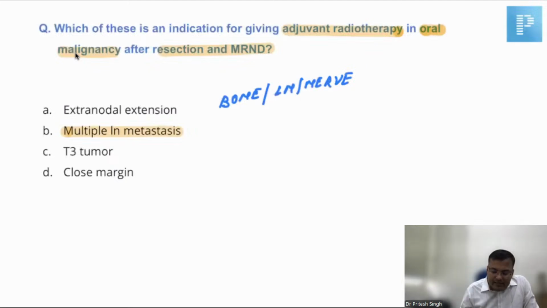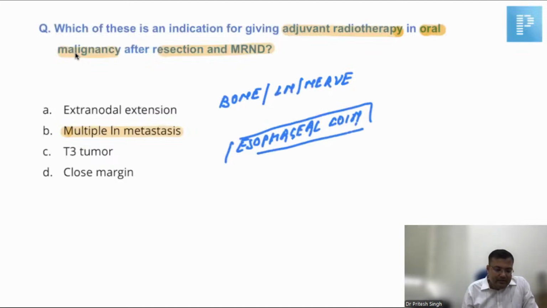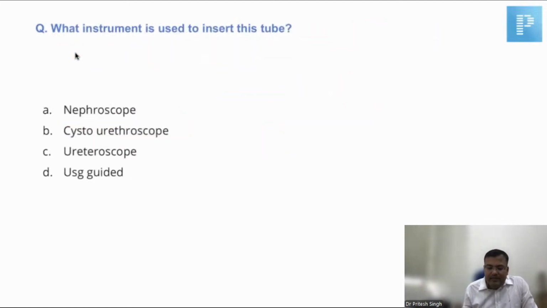Okay, one question was related to esophageal coin, on chest X-ray. Yes, a coin in the esophagus. Very good. So most probably here it is multiple lymph node metastasis. See, both of these are correct. If it is clearly mentioned that cervical lymph nodes are involved, that is also an indication. Clear? So it depends on the exact language.